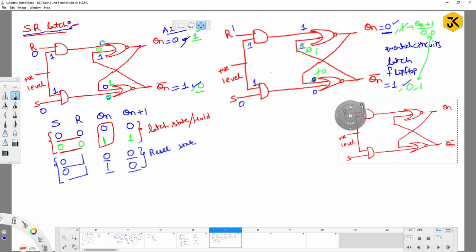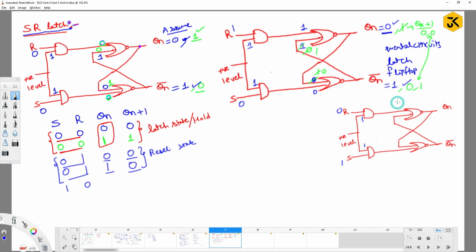Right? So what will happen if I am going to give 1, 0? So S is 1 and R is 0. Now these are going to be 1, 1.